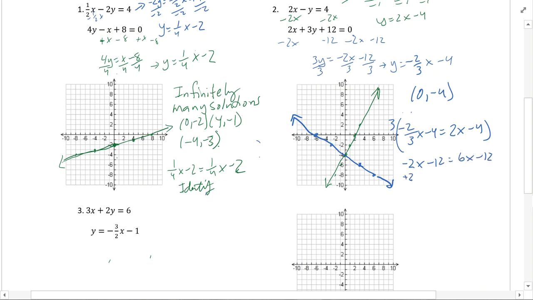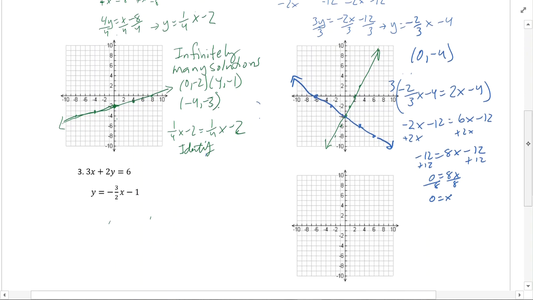So here I'm going to add 2x to both sides. I get -12 equals 8x minus 12. So then I'm going to add 12 to both sides. So I get 0 equals 8x. If I divide each side by 8, I get 0 equals x, which is also what I had in my coordinate pair solution. So now I just need to verify the -4.